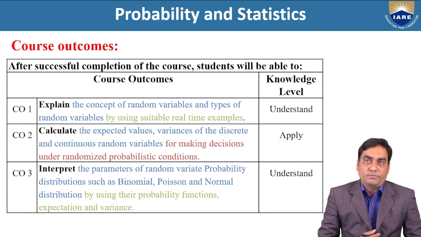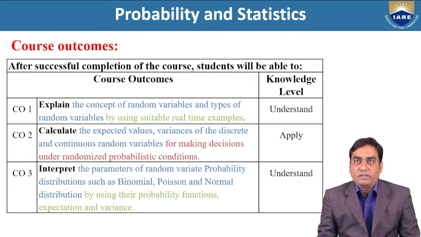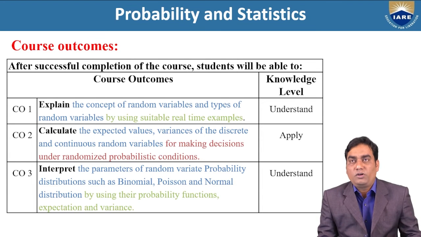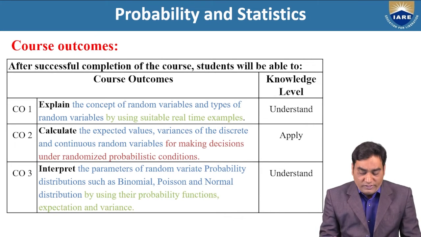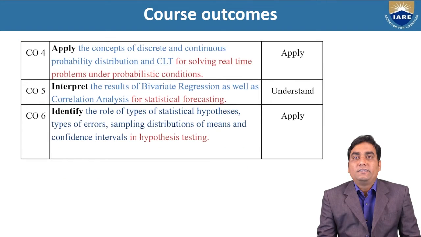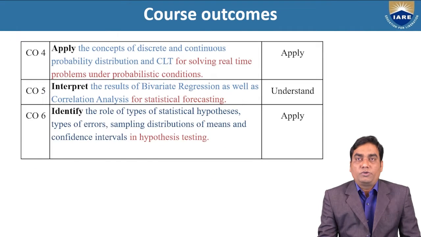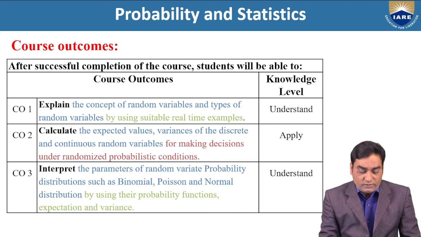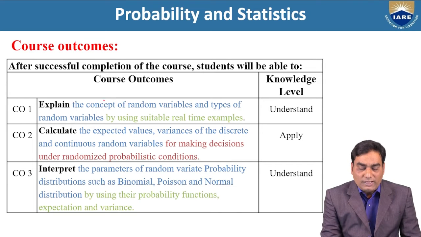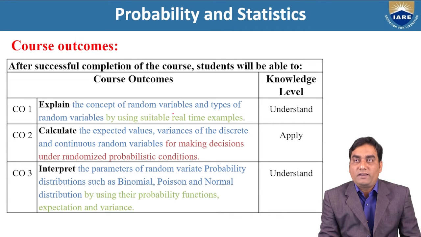Course outcomes. What is the meaning of course outcome? The course outcome means that after successful completion of the course, the student will be able to do certain things. So we have defined nearly 9 course outcomes in this course. The first, course outcome 1, is to explain the concept of random variables and types of random variables by using suitable real-time examples.